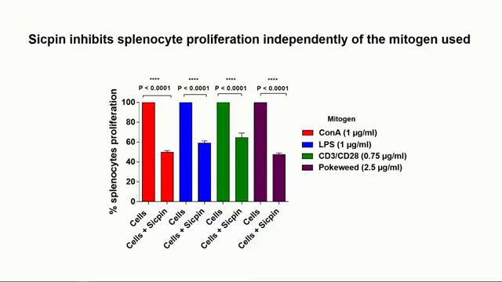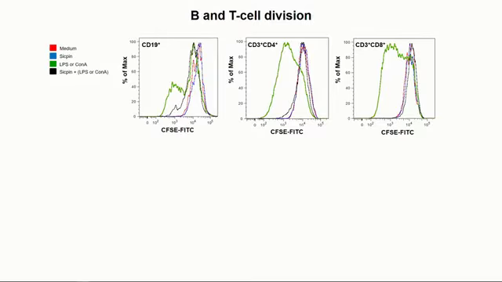We also tried different mitogens, the ones that everybody uses in the field: ConA, LPS, CD3/CD28, and pokeweed, and all of them work just fine. So that led us to think that it's definitely doing something else, a different mechanism of action.